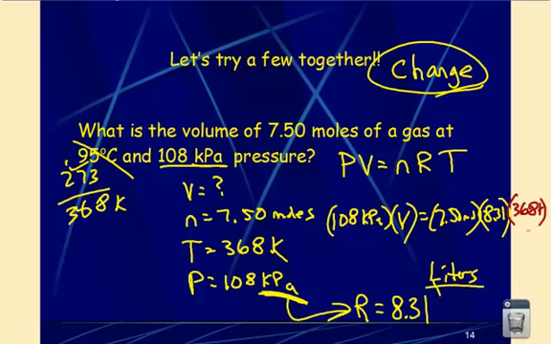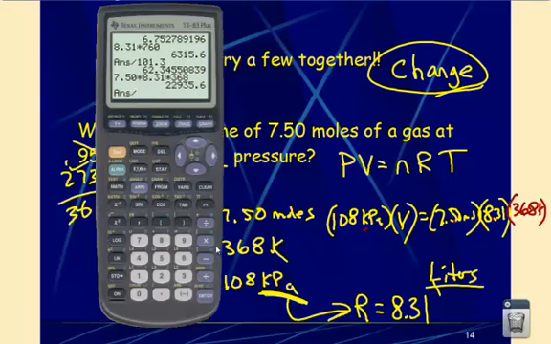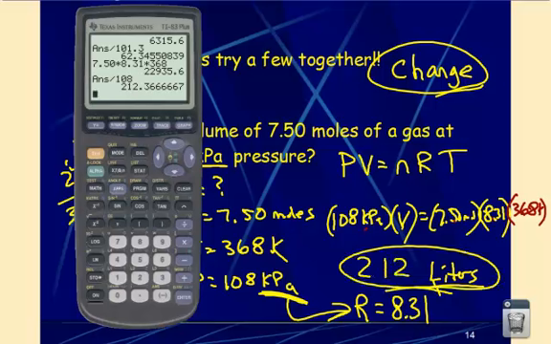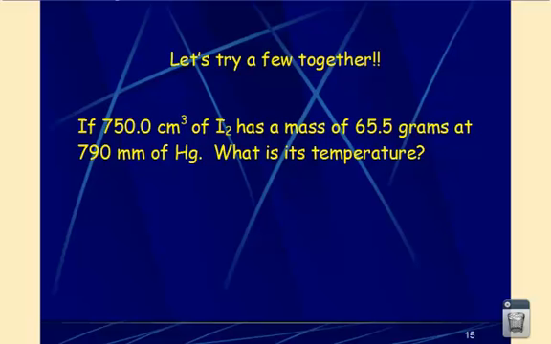Okay, all right, so I'm going to solve for V. So I have that, times, divided by that, and I get my answer in liters. So I'm going to do 7.5 times 8.31 times 368 divided by 108, and I got 212. So I have 212 liters for the volume of that gas at those particular conditions.